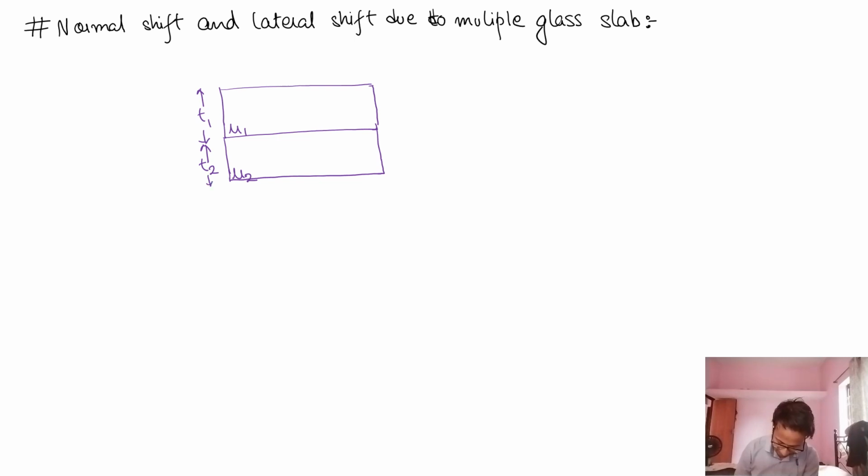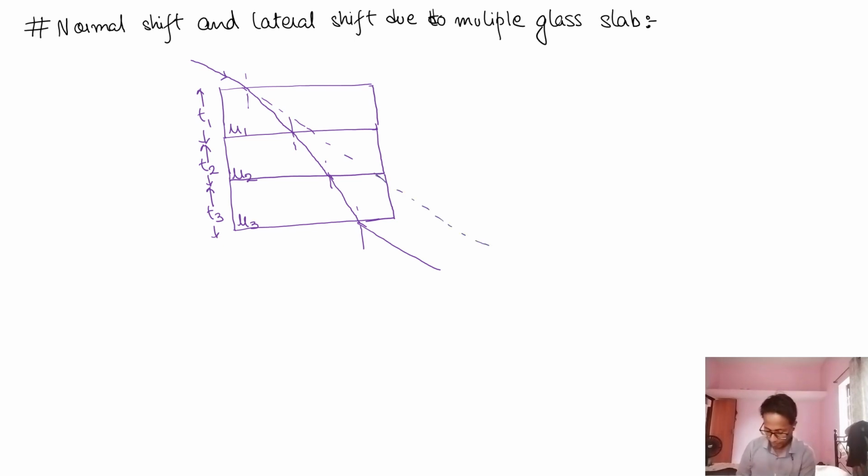This is another glass slab which has a refractive index mu3. The thickness of this glass slab is given as T3. Now when a ray of light is incident out here, what will happen? The ray of light will get refracted and again refracted, again refracted, and then it would go out here. What I'm trying to say is there will be multiple refraction.